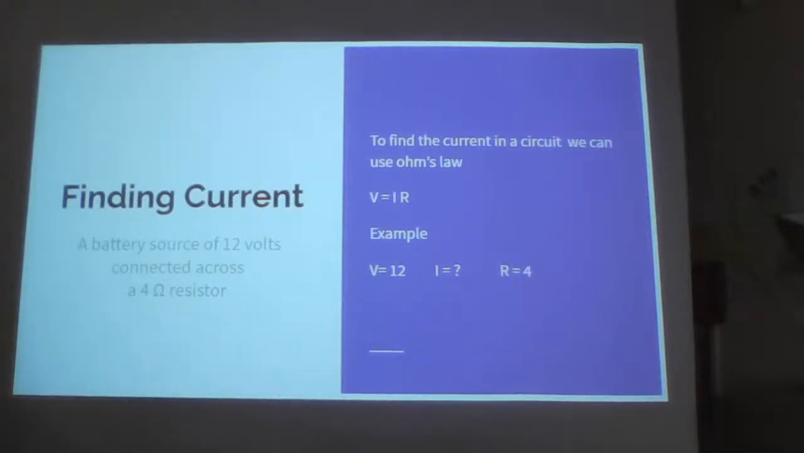Okay, so I've written this example out for you. We have our formula. We have our example. We have our 12 volt battery. We don't know what I is. That's what we're trying to solve for. I being current, current being measured in amps. And resistance we have is 4. We have a 4 ohm resistor.